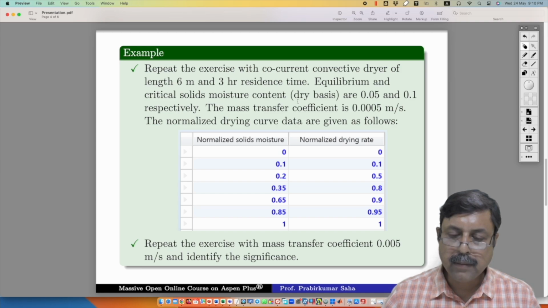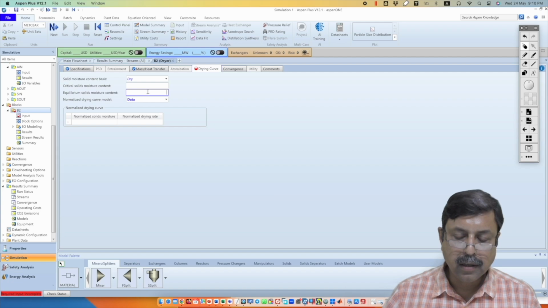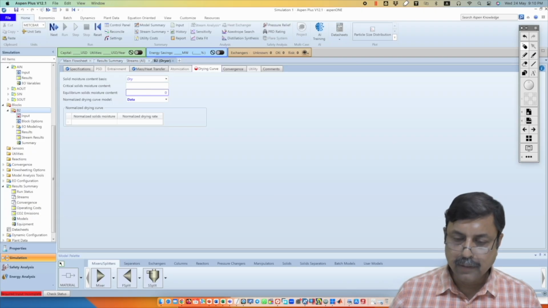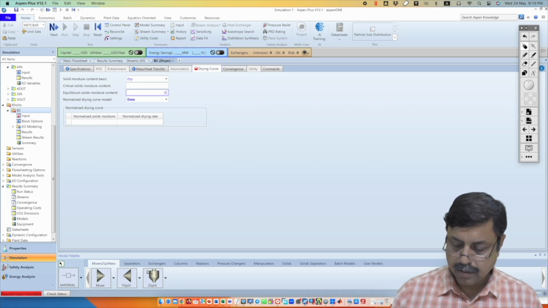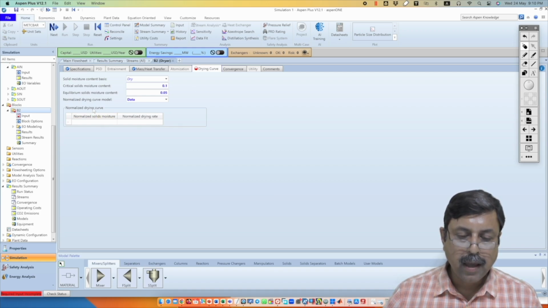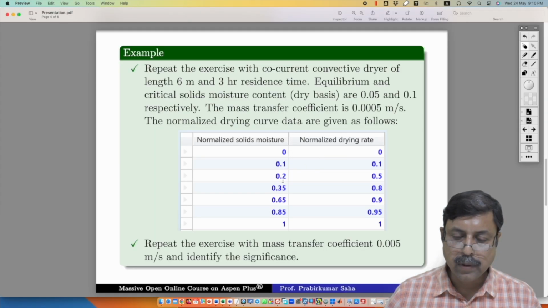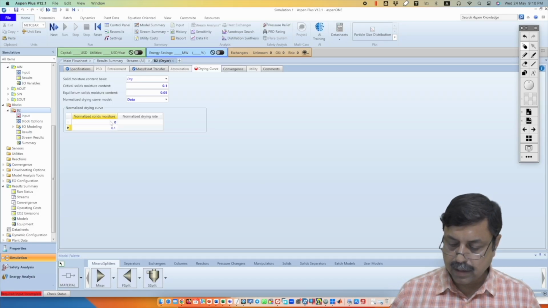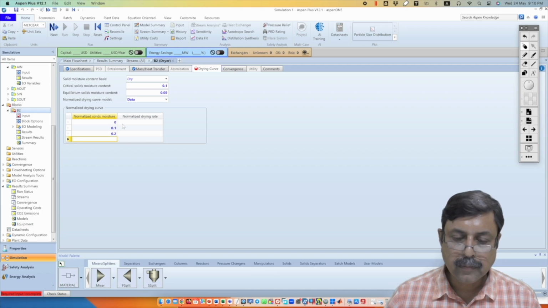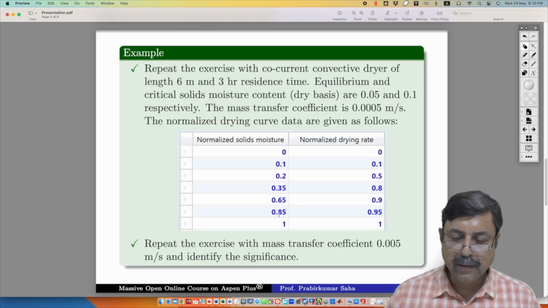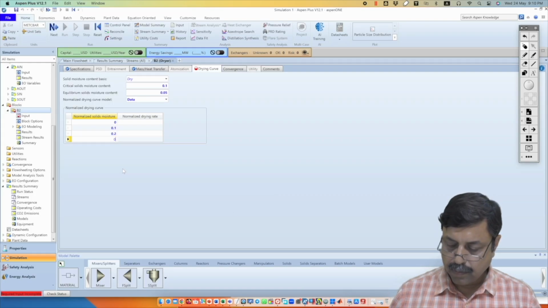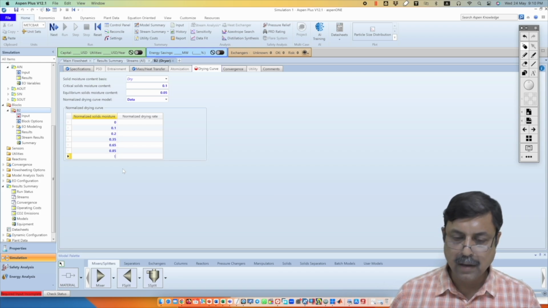Equilibrium and critical solid moisture content are 0.05 and 0.1 respectively on a dry basis. And the normalized drying curve model data has been given. So 0, 0.1, 0.2, 0.35, 0.65, 0.85, 1.